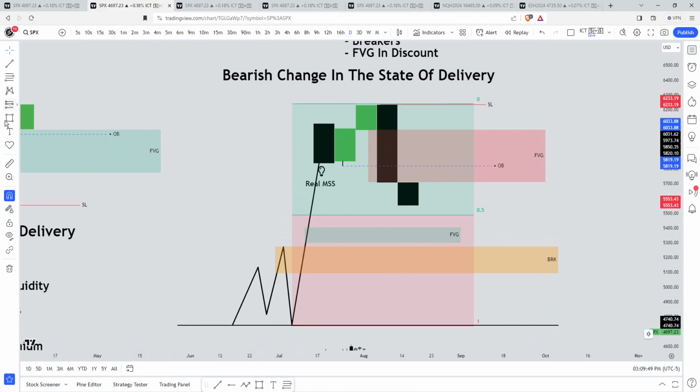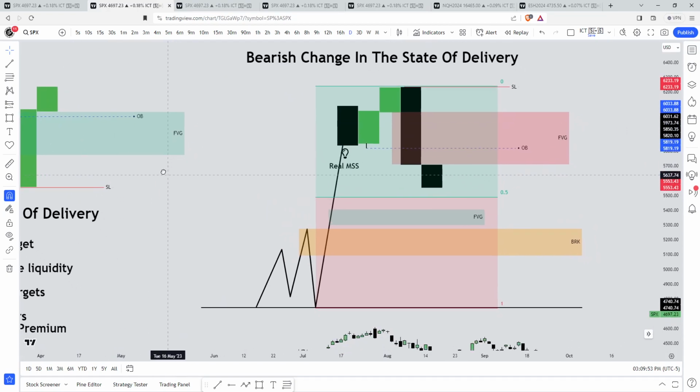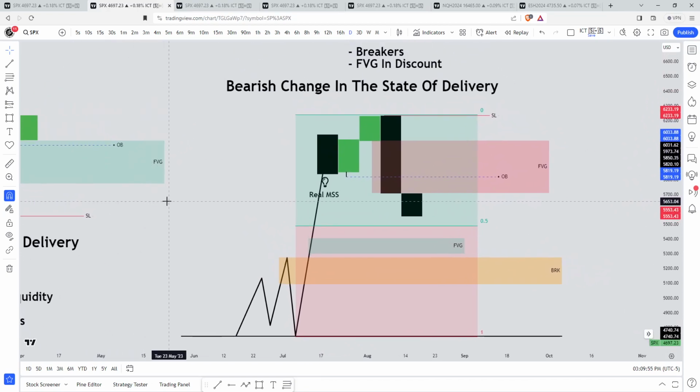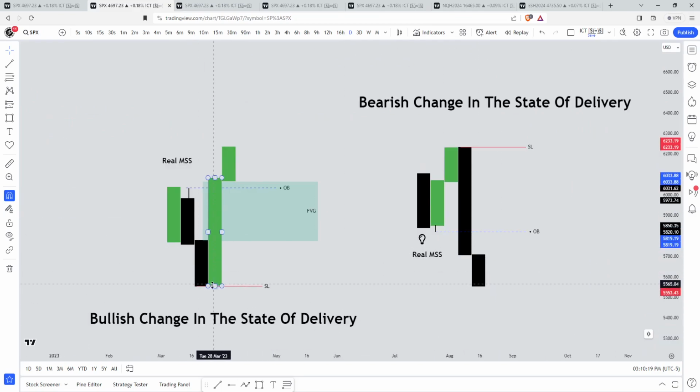In a bullish example over here, it would be a bearish fair value gap in a premium, like we talked about. So this is the bullish and bearish change in the state of delivery. Again, the safest stop will be beneath the low of the order block in the bullish example, and the safest stop in the bearish example would be above the order block.